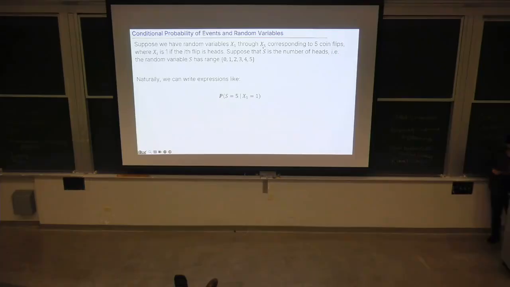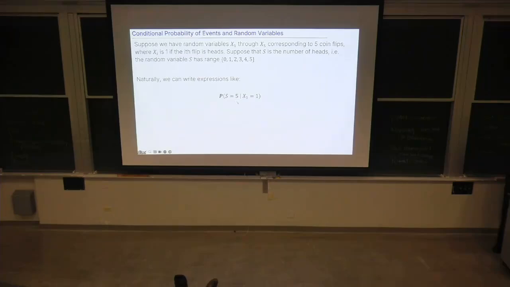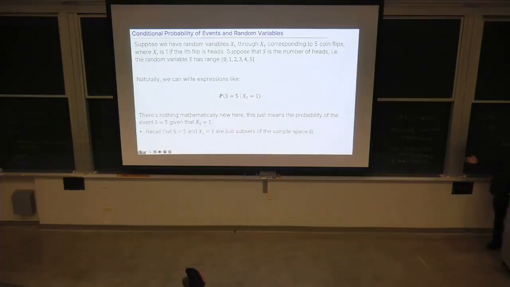But suppose we have these random variables x1 through x5 corresponding to coin flips, where xi is 1 if the ith flip is heads, and s is the number of heads. We could write something like, what's the probability that we have 5 heads given that the first thing is heads? Right? That's basically how you can think about this. And again, this is a very concrete example that we're comfortable with, but it'll hold even when the sample space is kind of fuzzy.